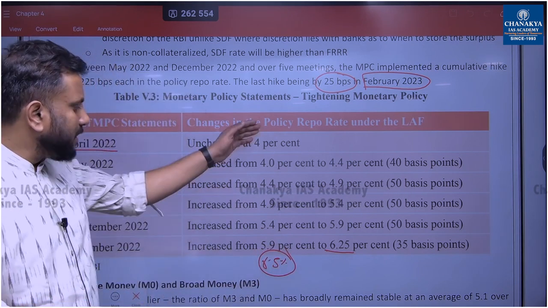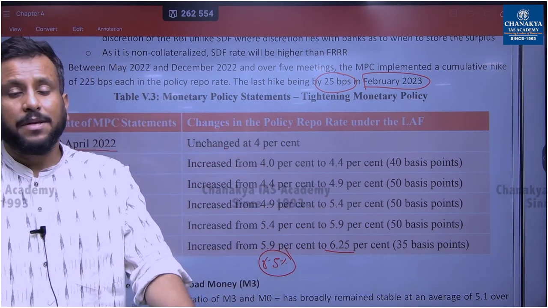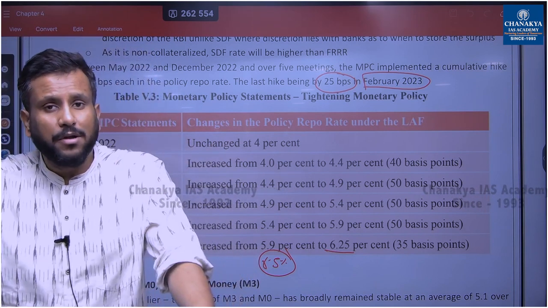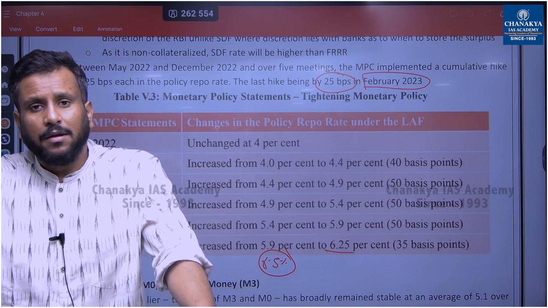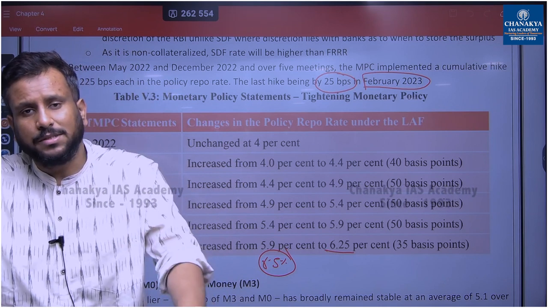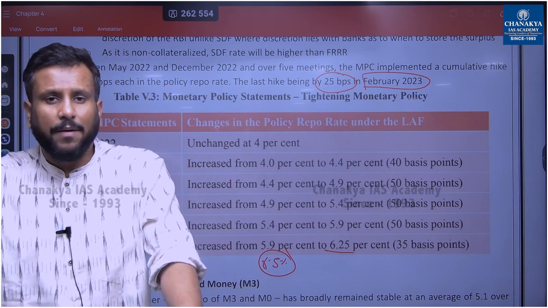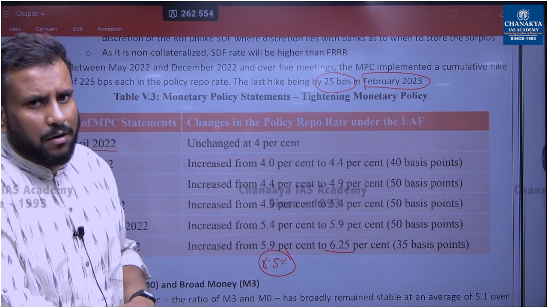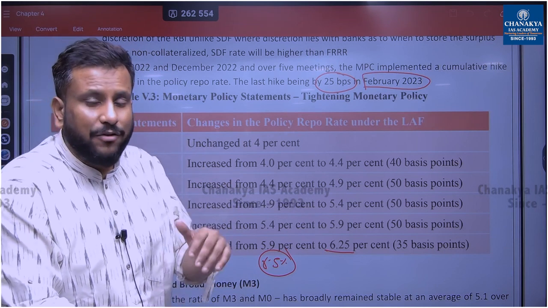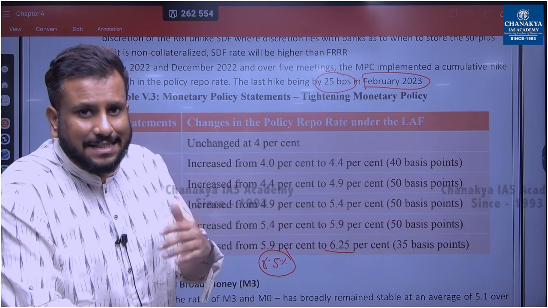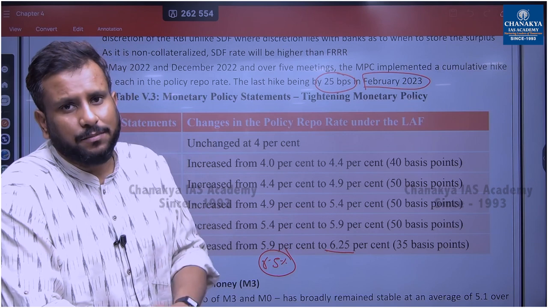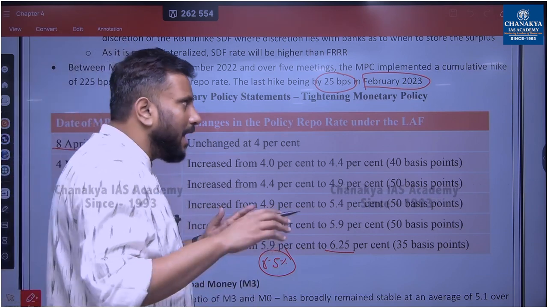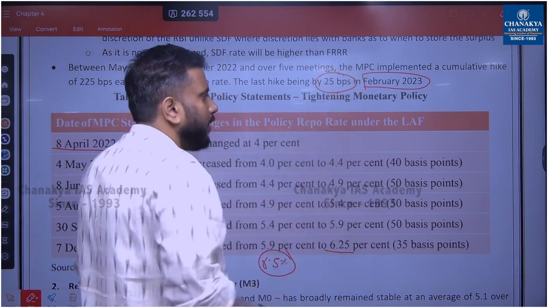So dekho, 4% se kitna badha? 6.5%. But that means 2.5% ka aapko repo rate badha hai, because inflation abhi bhi is hovering around 6%. Theek hai? So abhi bhi jo core inflation hai, the headline inflation has come down to 5.8%. But abhi bhi jo core inflation hai, it is still around 6% and more than 6%. So that is the problem, and that's why the Monetary Policy Committee in its last meeting further increased the repo rate.